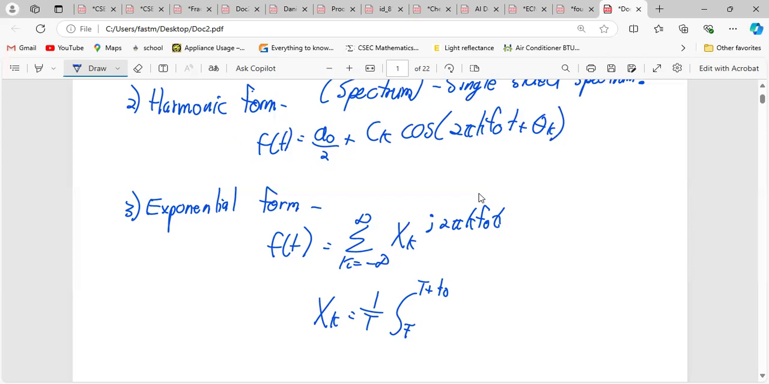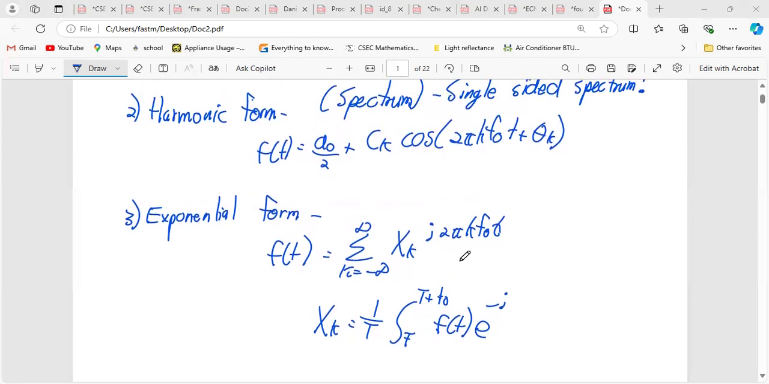Right? And it's f of t times e to the minus j 2 pi k f naught t. Question in the chat: I saw she had plus theta for the harmonic, and minus theta also. So, okay, remember, when you're doing the harmonic form, assume you're talking about this part here, the plus theta. Talking about that part, this part here.